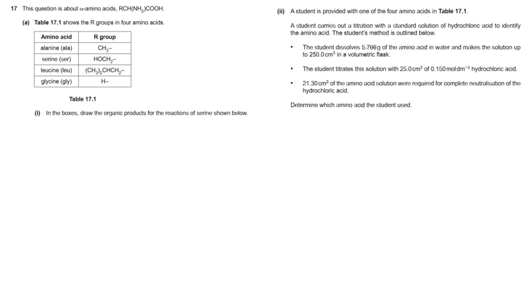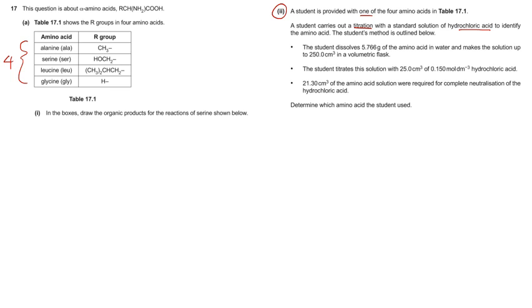Okay, let's move on to the next part of the question. Here we've got part 2. So in part 2, we're provided with one of the 4 amino acids. Here are the 4 amino acids. We're provided with one. We don't know which one. So in order to find out which one, we're going to do a titration with a standard solution of hydrochloric acid.